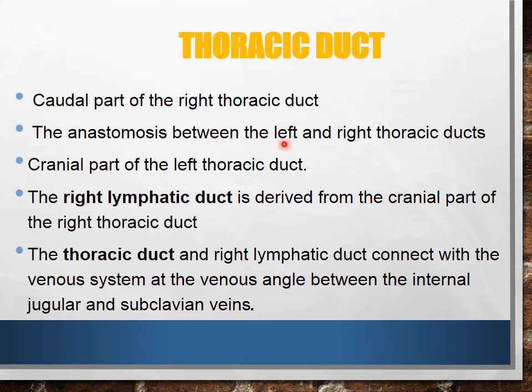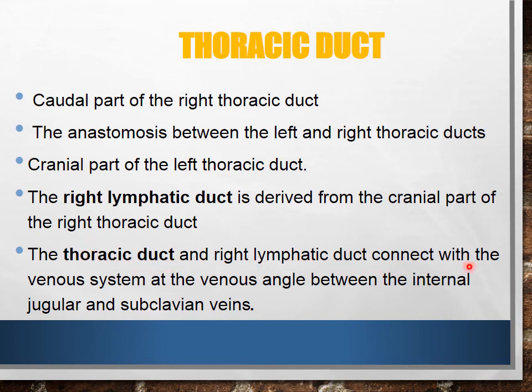Its course is then from right to left, that is this anastomotic channel, and then it drains into the left-sided venous angle, that is this cranial part of the left thoracic duct which persists, and these three portions become the thoracic duct. The thoracic channel on the right side, its caudal portion makes up the thoracic duct, but its cranial portion persists as the right lymphatic duct. I will show you the diagram in the next slide, don't worry.